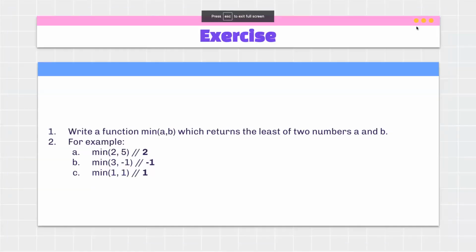All right, okay, exercise. I want you to write a function that you give it 2 numbers, and then it returns the minimum of these 2 numbers, like the lowest of the 2 inputs. So like 2 and 5, then the minimum one is 2, so I get 2. If 3 and -1, then the minimum one is -1.